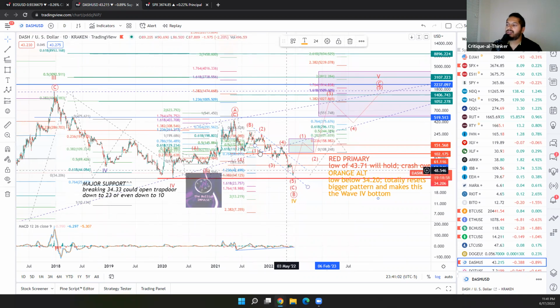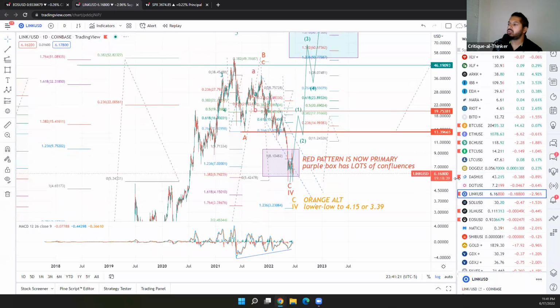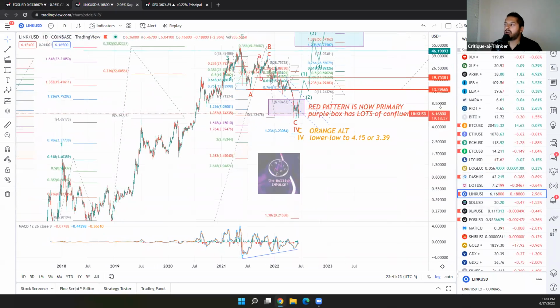The red primary, however, will hold as long as we respect the support around 34, 33. If we can hold that support, that means we have one more C wave coming to take us well into this purple box. Where exactly depends, but there is reason to believe we could see well past 2000 if things hold together and continue their upside action from last year.